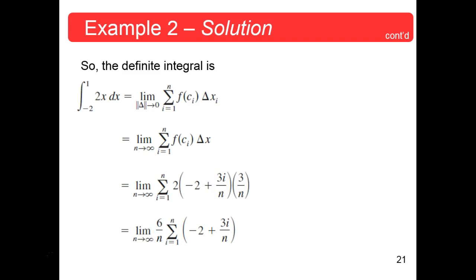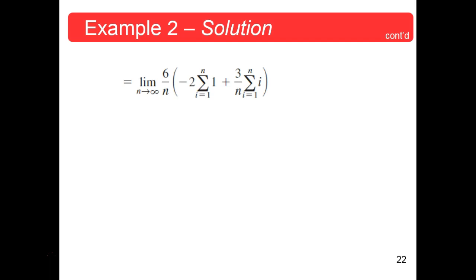Okay? Now, the next step, they're going to use the rules for summation. Just like they pulled the 6 over n outside the first part of the summation, they're going to pull the negative 2 out of this one. And now you're just summing, i equal 1 to n, 1. So it's 1 plus 2 plus 3 plus 4 plus 5 plus 6 plus 7 plus 8 up to n. So it's just going to be n. Huh?